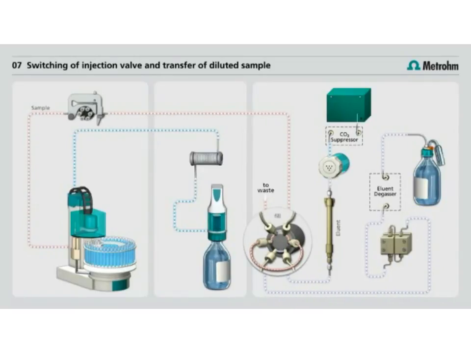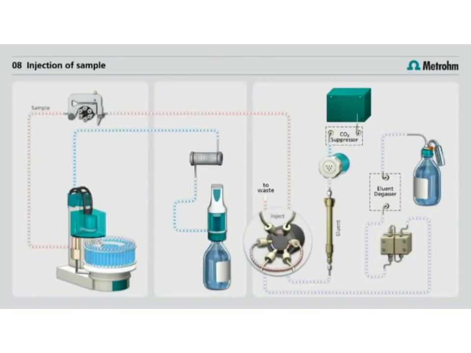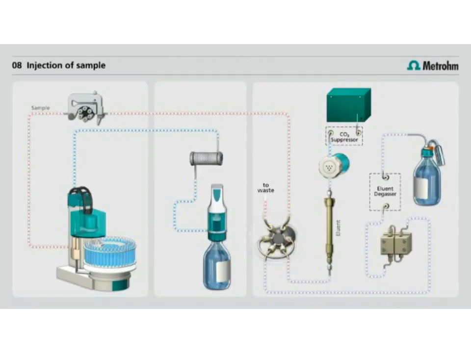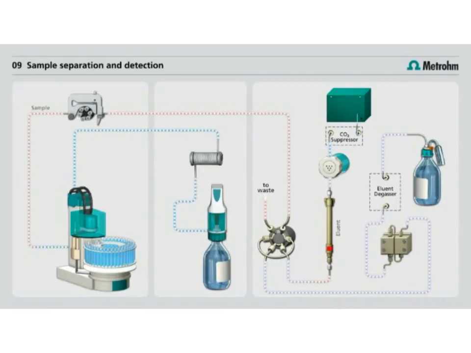Usually you say 3 times the injection loop should be rinsed. Quite often it is more. After injecting, then the diluted sample will be entered to the column, and there the different ions will be separated and later on detected in the conductivity detector.